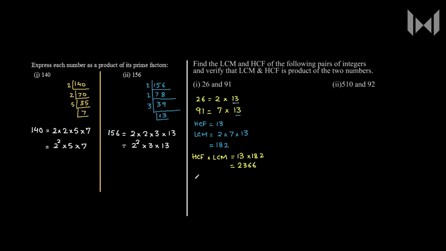And if we multiply the product of the numbers, which is equal to 26 into 91, you get the same answer, that is 2366. And therefore the product of the LCM and HCF is equal to the product of the two numbers. In a similar way, we shall try to do the second part.